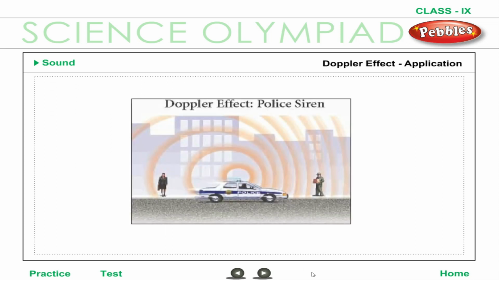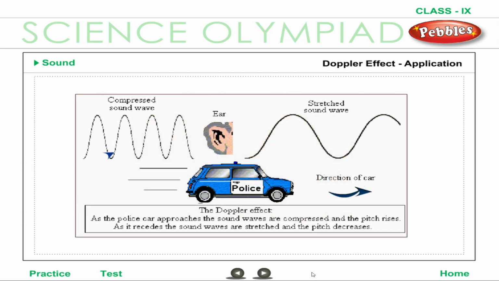Applications of Doppler effect. To help the traffic police detect the speed of vehicles. When an electromagnetic wave of constant frequency emitted by a source attached to a police van is reflected from a moving car, there is a shift in the frequency of the reflected wave. The shift in frequency enables the police to determine whether the car is traveling at the permissible speed limit or not.